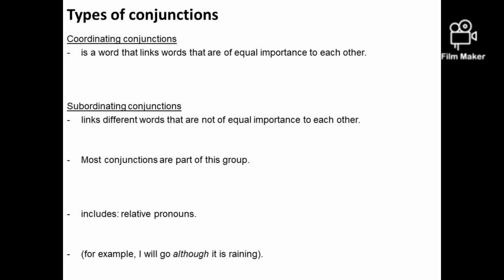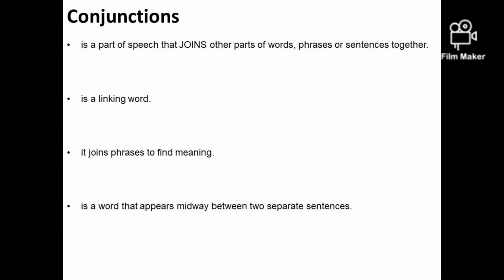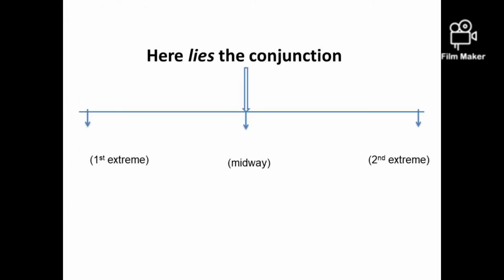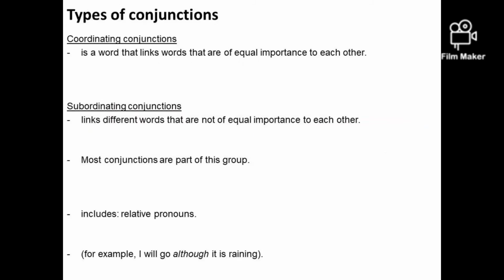Right, so now we're still on the conjunctions. We said that conjunctions are linking words and that they are found midway between two different phrases. We're still working with the two types of conjunctions: a coordinating conjunction and a subordinating conjunction. A subordinating conjunction is the one that links the less important clause to the main clause. Most conjunctions are part of this group. That is what we need to learn.